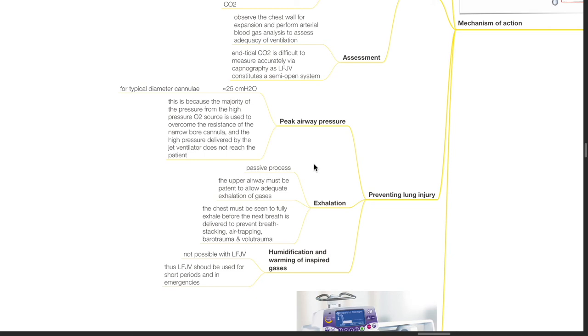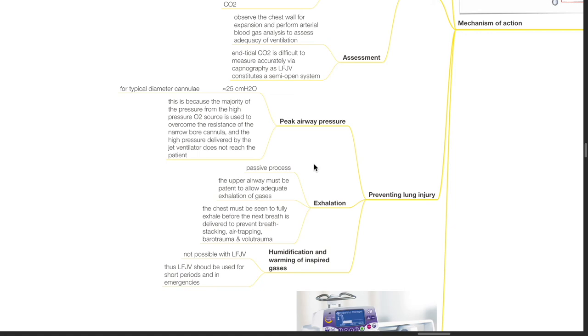Exhalation is a passive process. The upper airway must be patent to allow adequate exhalation of gases. The chest must be seen to fully exhale before the next breath is delivered to prevent breath stacking, air trapping, barotrauma, and volutrauma.